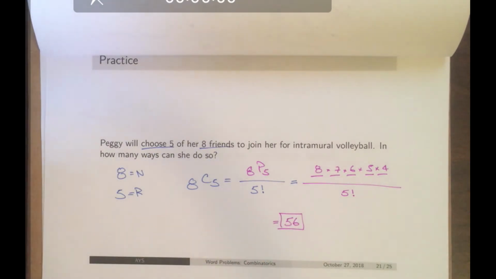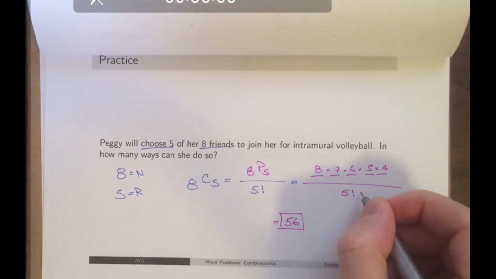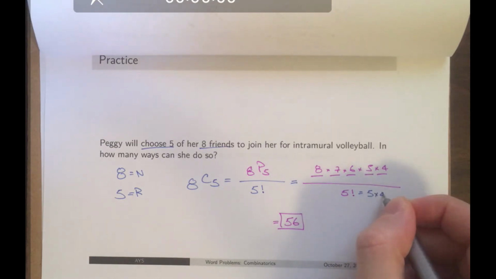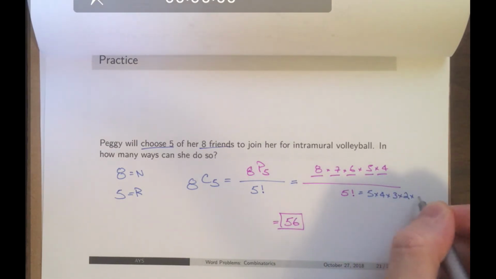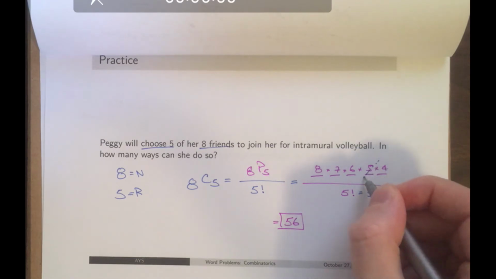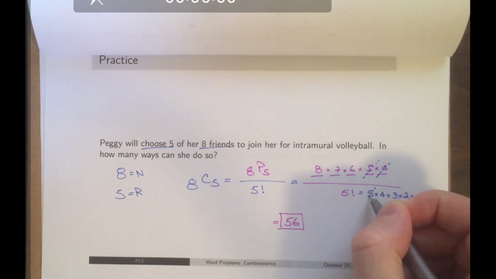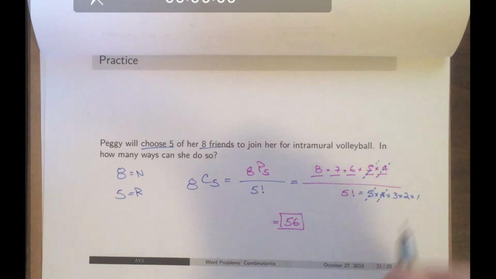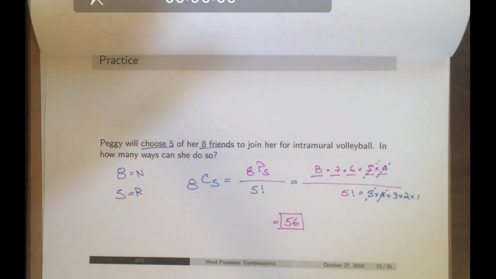If you want a small shortcut, you could say 5 factorial is 5 times 4 times 3 times 2 times 1. So 5 times 4 is in the numerator and the denominator. All you really have to do is 8 times 7 times 6 for the numerator, and for the denominator, 3 times 2 times 1, or just 3 times 2. These shortcuts save you a few calculator clicks, but if it leads you to making a mistake, maybe just do it out the old-fashioned way. Simple enough. More examples in the homework.